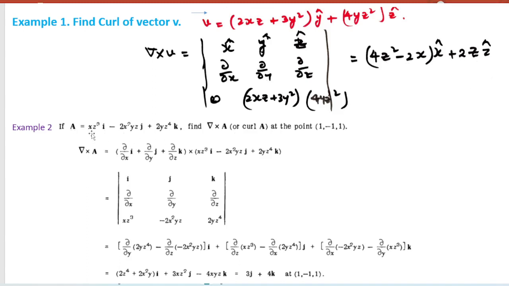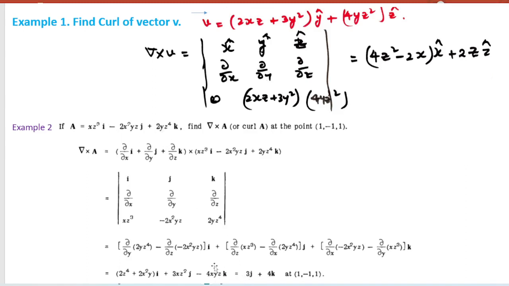Similarly, another example: suppose it is also a Cartesian function, so we can do it easily, because it is a function of i, j, k. So again del cross a will be the determinant of i, j, k, the components of del, that is delta by delta x, delta by delta y, delta by delta z, and the components of this vector. Suppose with i cap the component is a1, xz cube, 2x square yz is a2, minus, because you have to take the sign also, here it is plus 2y z to the power 4.